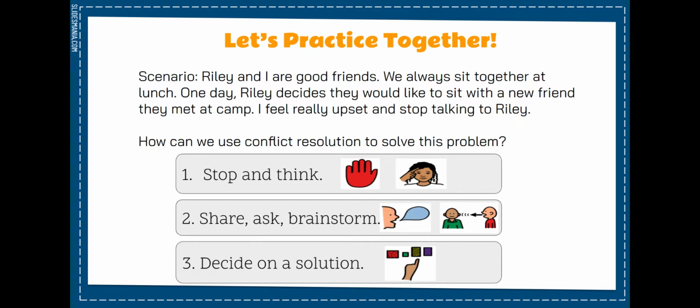Step 1, stop and think. How does this make you feel? Sad? Lonely? Confused? What do you need? Is it that you really want to sit by your best friend? Do you miss them? Step 2, share, ask, and brainstorm.